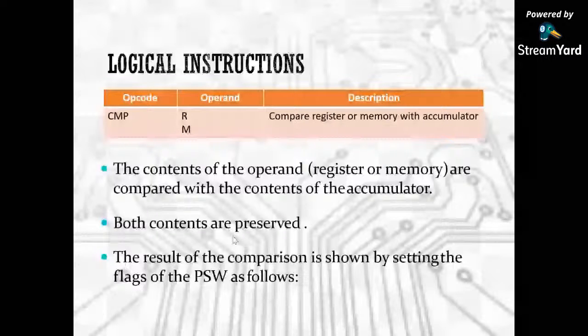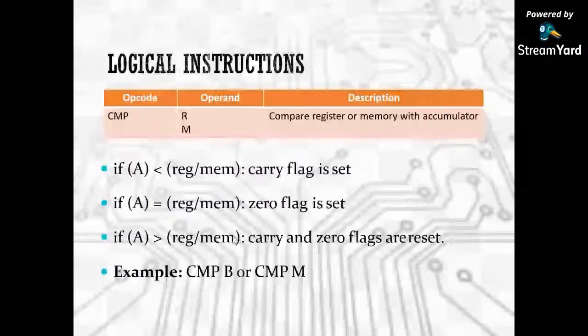If A is less than memory, the carry flag is set. If A equals the register or memory, the zero flag is set. If A is greater than the register or memory, the carry and zero flags are reset. For example, CMP B or CMP M.